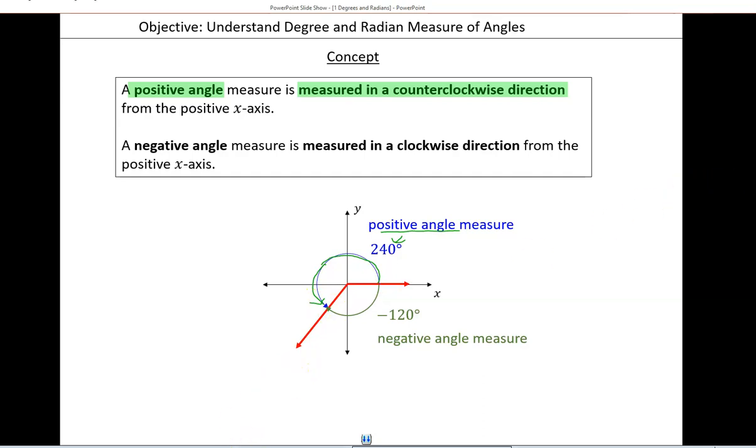But we can also measure angles in what we refer to as a negative direction and get a negative angle measure. And that goes in the opposite direction, which is actually then the clockwise direction. So starting again at that initial side, I would then head down to get that negative angle measurement, stopping at the terminal side.